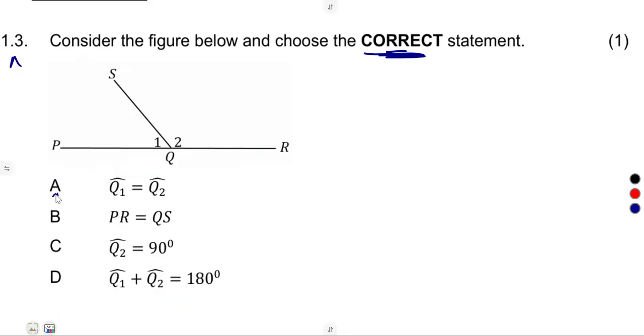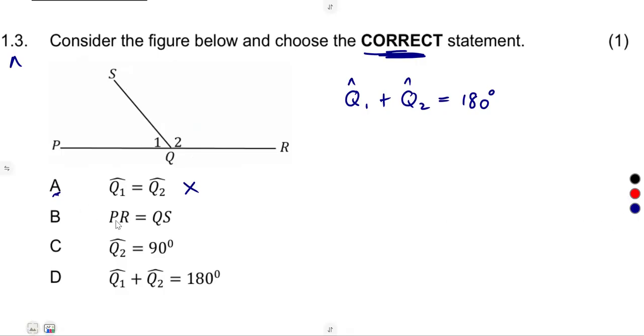The first one, which is on A, they're saying angle Q1 and this angle Q2, they are equal. Is it correct? So this is not. These two angles, they are just on a straight line. Where on a straight line, we do understand that angle Q1, if we are to add this to angle Q2, we must obtain 180 degrees. Not to say they are equal, so this one is wrong.